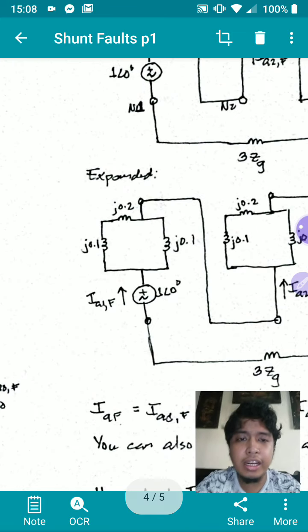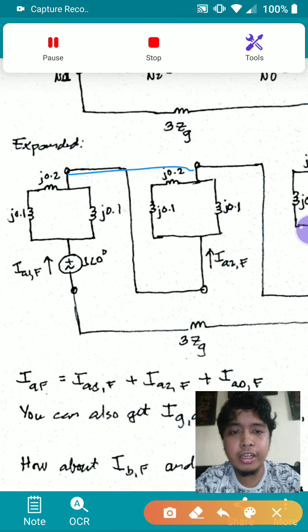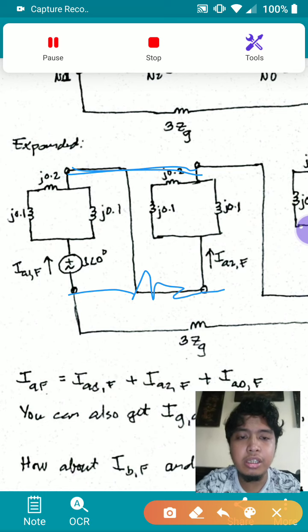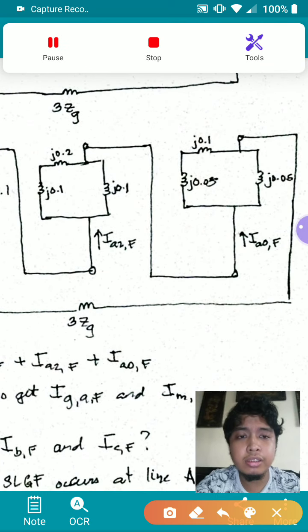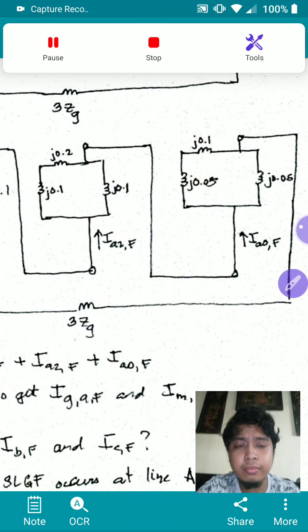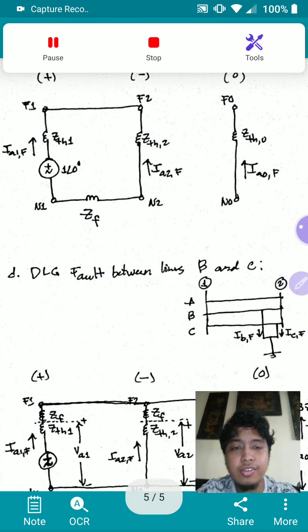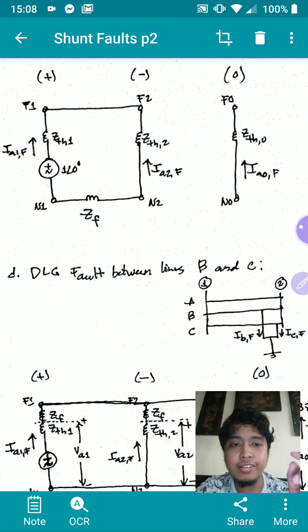Okay, so for the line-to-line fault, you just connect these two, and then you introduce ZF here, and then you leave this open. Okay, so that's line-to-line fault. Now for the last fault, this is a double line to ground fault between lines B and C. Take note, this is between lines B and C.